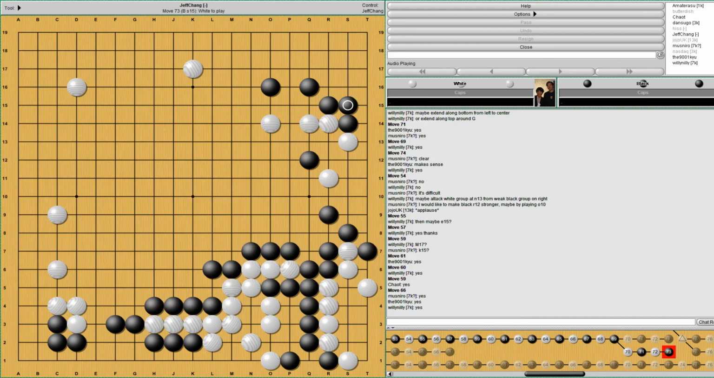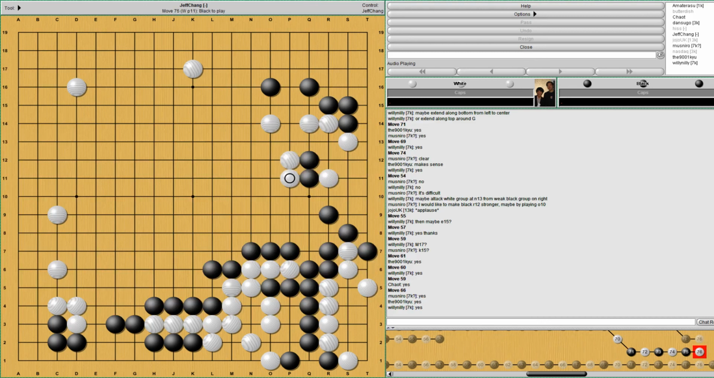And after that, white still does not really connect the right side. White just takes those forcing moves to enhance himself. Also, I hope you notice, now to cut at R13 is not very big anymore. Now that cut is just a user move that values between 10 to 15 points.